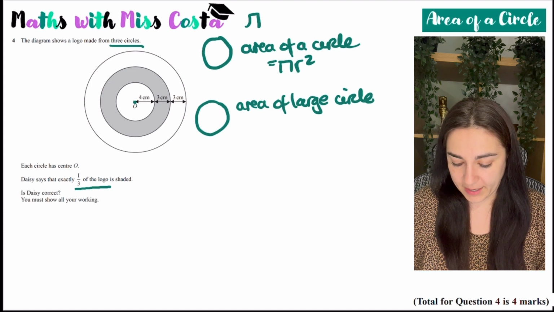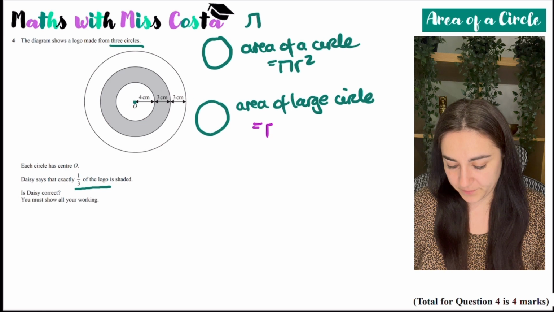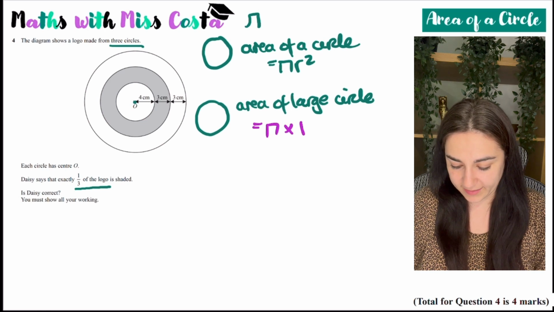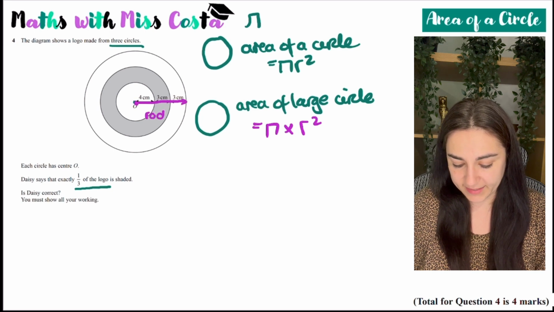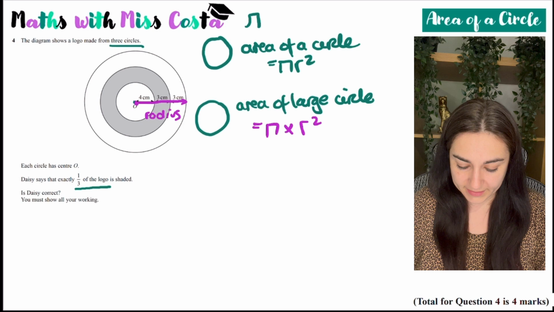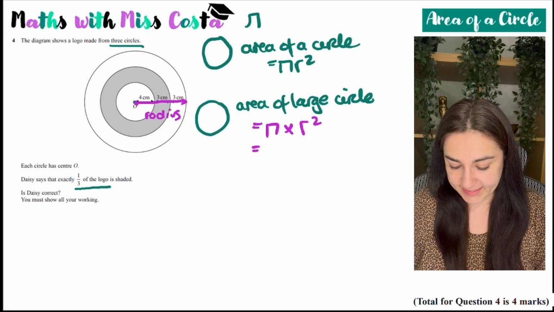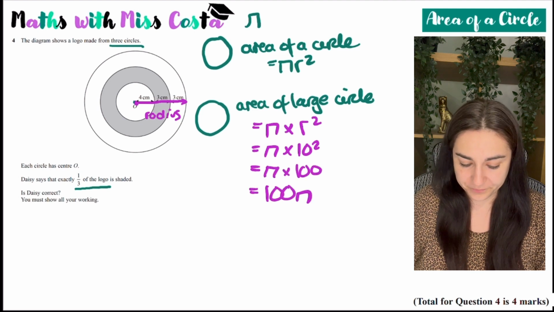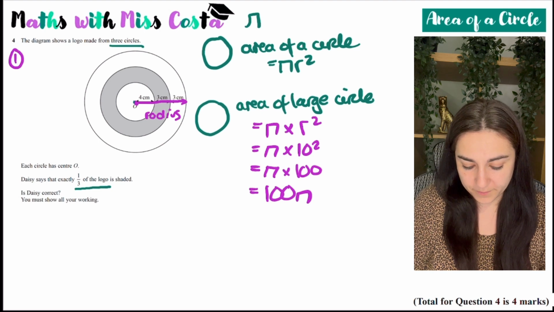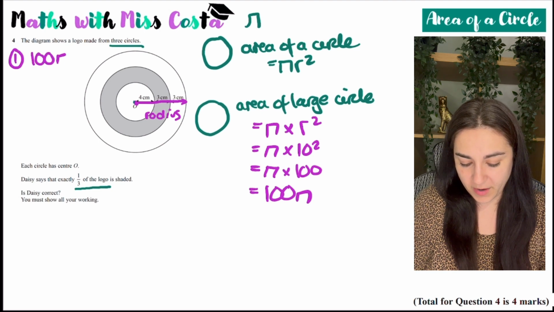Well, first of all, I want to work out the area of the large circle. And how do I work out area? It's pi times by radius squared. So what's the radius of the large circle? It's going to be all of this from the center to the outside. So therefore 4 plus 3 plus 3 is 10. So I'm going to do pi times 10 squared, and 10 squared is 100. So I can just write that as 100 pi.